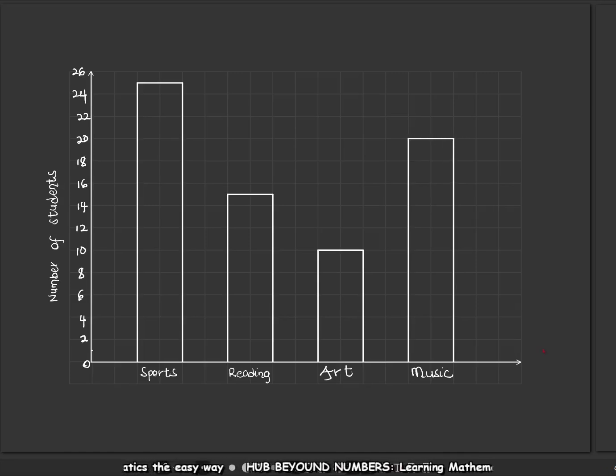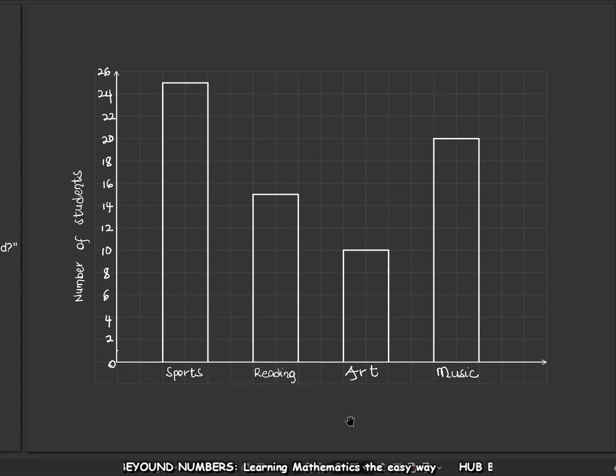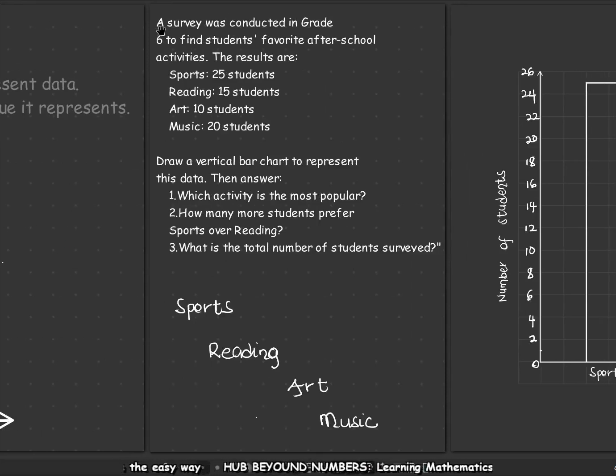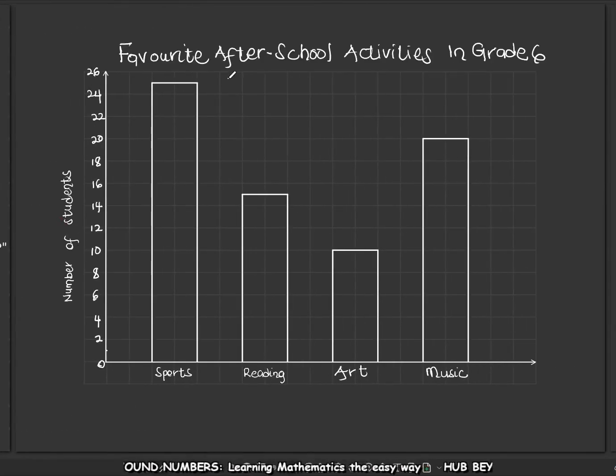And with that, it's very simple as you see. You are done with your what? Your bar graph. You see? So we can add a suitable title. Let's coin out our title from here. It says the survey conducted in grade 6 to find students' favorite after school activities. You see? So I can just say my title will be after school activities of students. So let me just write that here. So I'm just going to leave it as favorite after school activities in grade 6. If you have space, you can just say favorite after school activities of students in grade 6.